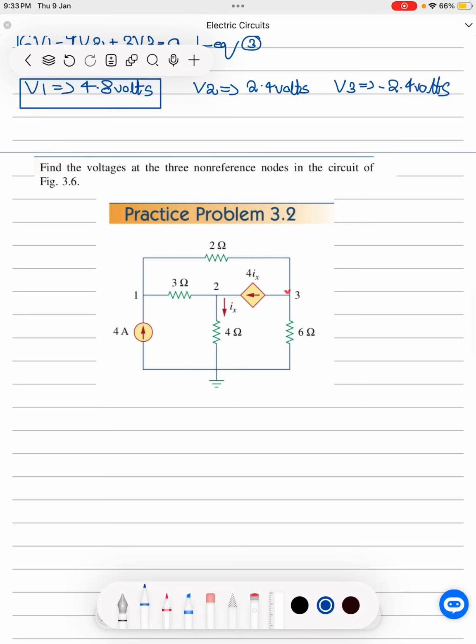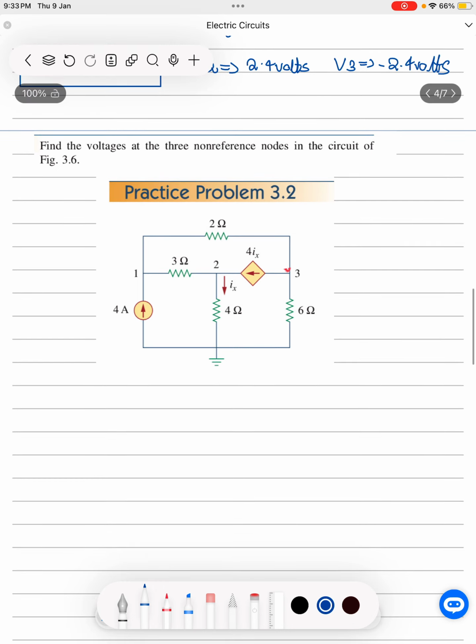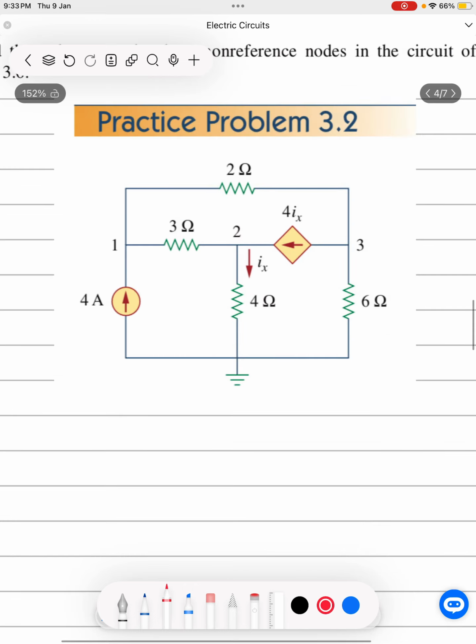Okay, so we're going to be solving practice problem 3.2 of the book Fundamentals of Electric Circuits by Charles Alexander. In this question, we have been asked to find the node voltages V1, V2 and V3 using the technique of nodal analysis. So the very first thing that we are going to do is determine the direction of current flowing in the circuit.